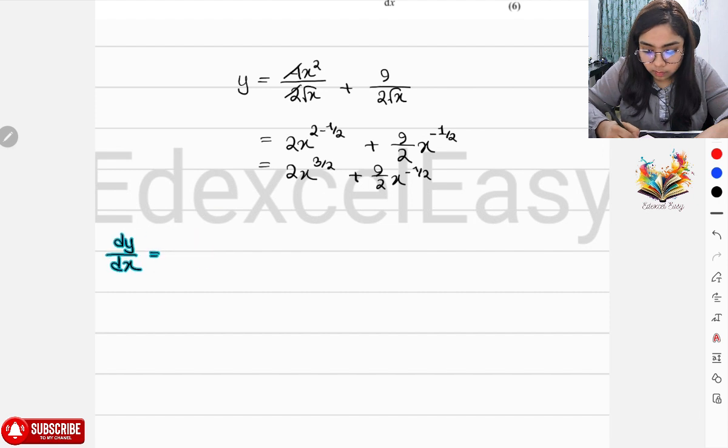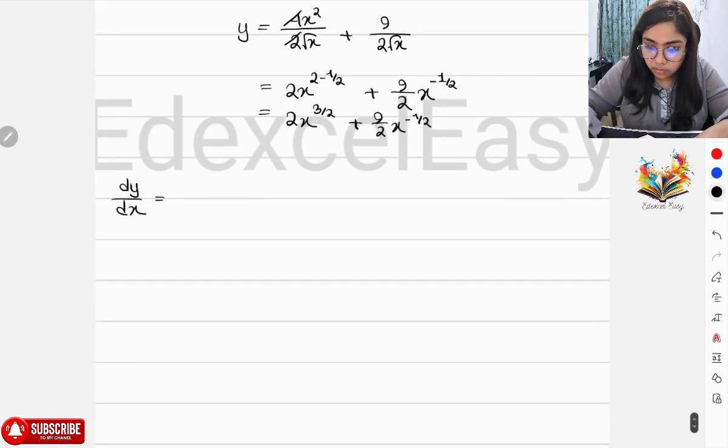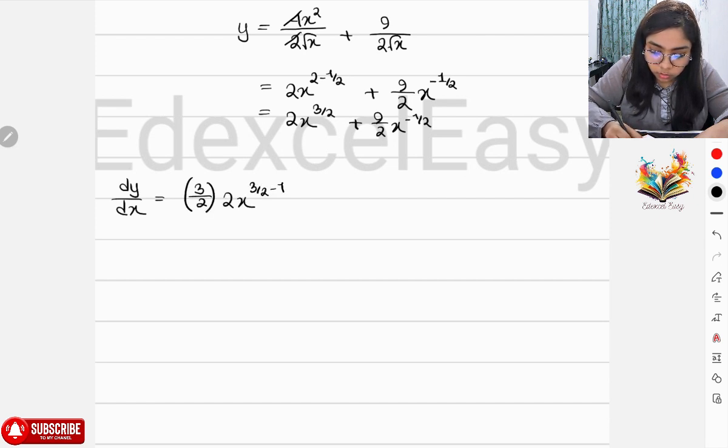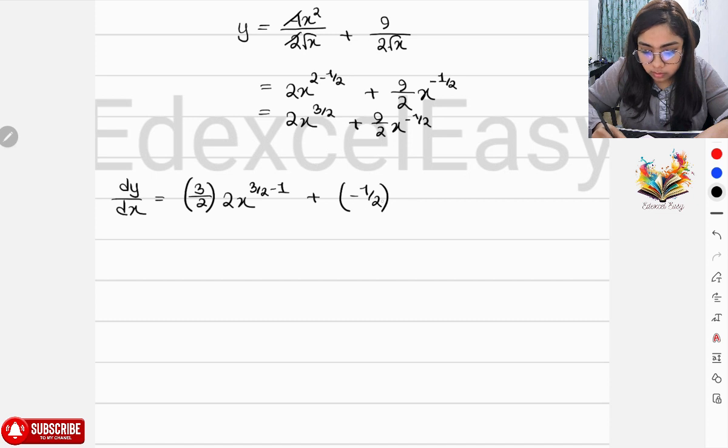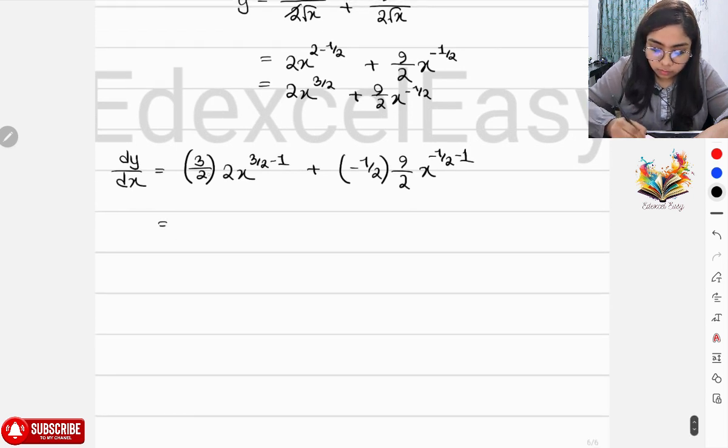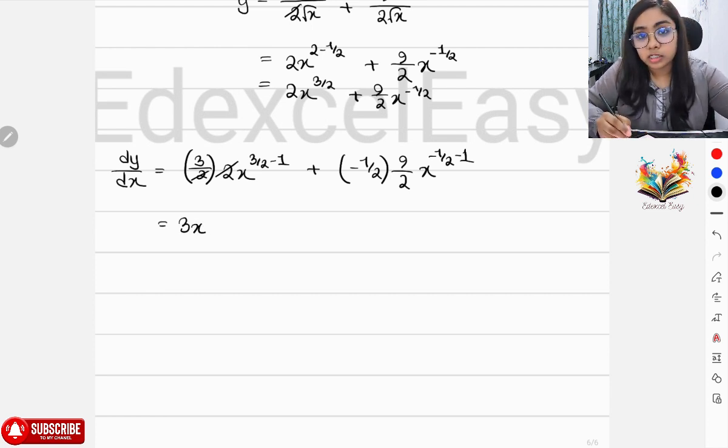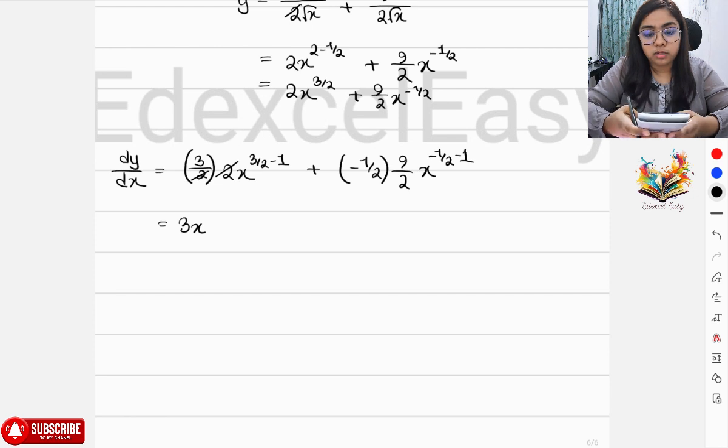So you have this 3 by 2 power, right? It will come in front and get multiplied with 2, and the new power will be 3 by 2 minus 1. And then again, this negative half will come in front and will be multiplied with 2, and this becomes minus half minus 1. So after this point, this one actually becomes 2 and 2 gets cancelled out. It will be left out with 3. 3 by 2 is actually 1.5. So 1.5 minus 1 gives you half.